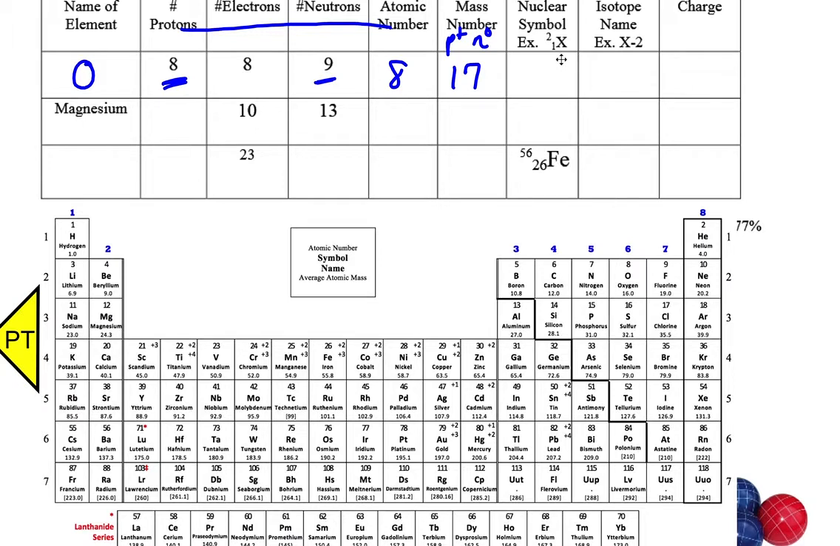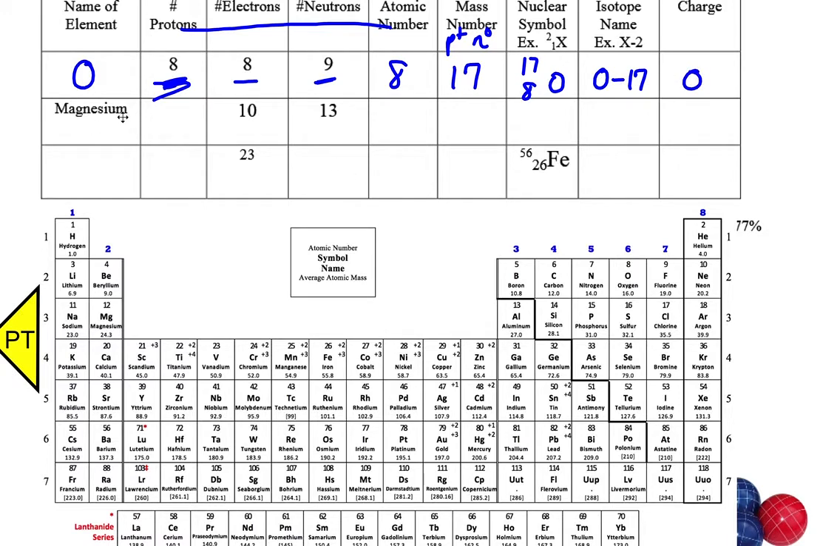Now, when you write the nuclear symbol, it's the symbol with the mass on top, 17 over 8, the atomic number or number of protons on the bottom. There's no charge here because the electrons are equal to the protons. If there was a charge, I'd write it over there also. Isotope name, this is just oxygen-17. It would be silly to write oxygen-8 because oxygen's always 8. We're trying to give somebody information and tell them that the mass number is 17 for this particular one. In this case, charge is 0.